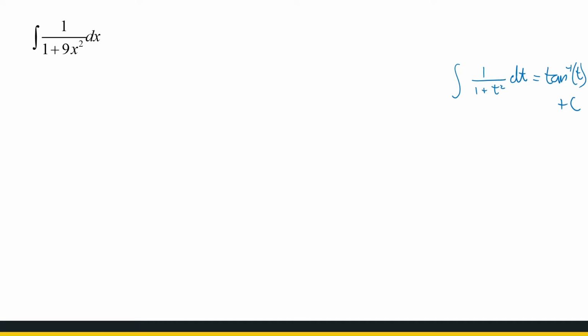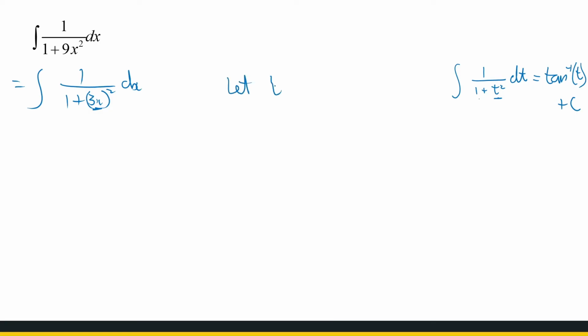Now I don't have it in that format. I need 1 plus something squared. But it looks like we can get it in that format. That's the same as the integral of 1 over 1 plus, that's just 3x squared. All right, so now we're better. But now I want that to be just my variable, so I will need to do a substitution.